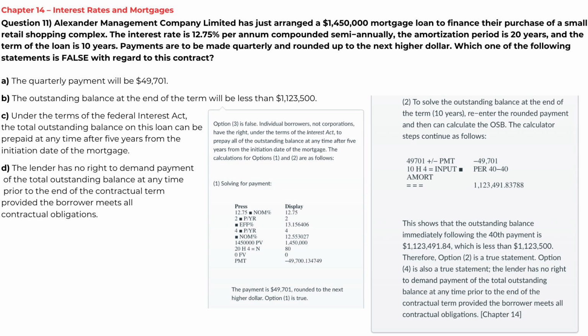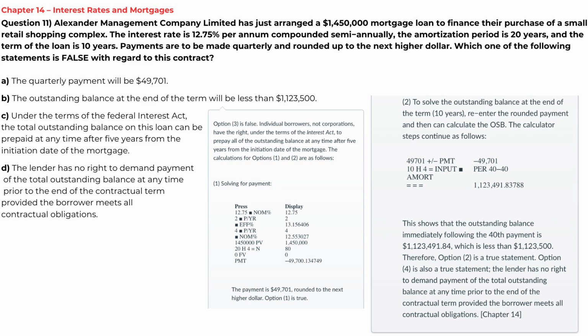Option 1, solving for payment. 12.75 shift nom. 2 shift PYR. Shift effective. 4 shift PYR. Shift nom. Calculator displays J4 12.53027.